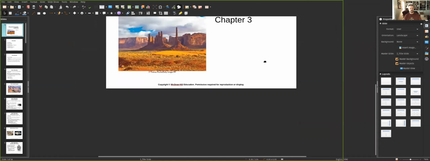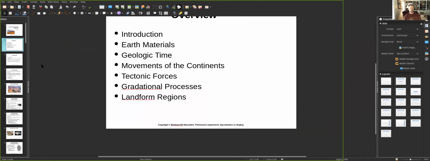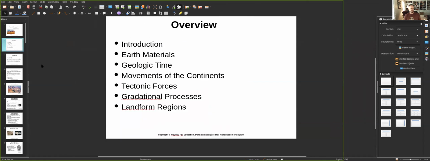And so here we can see it. We have our chapter 3. So what are we going to be covering? Just the basics of Earth materials, a little bit about geologic time, tectonic movement, a little bit about the tectonic forces that are going on, gradational processes, and then, getting back into what we talked about a little in chapter 1 and chapter 2, landform regions. So how can we actually use landscape features to define landforms?